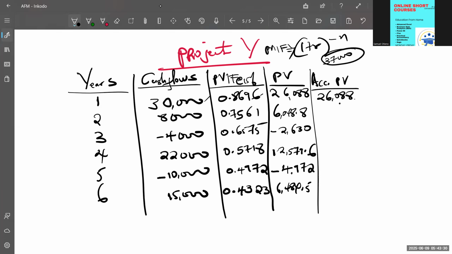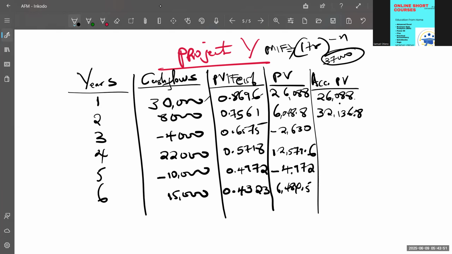6,048.8. And if I do that from my calculator, I'm having 32,136.8. So at the end of year number two, we are able to recover a total of 32,136.8. But our investment was how much? 37,000, right? So we are yet to recover our investment.